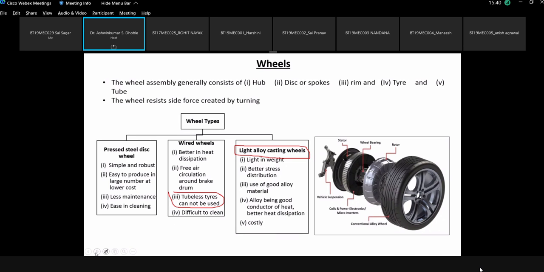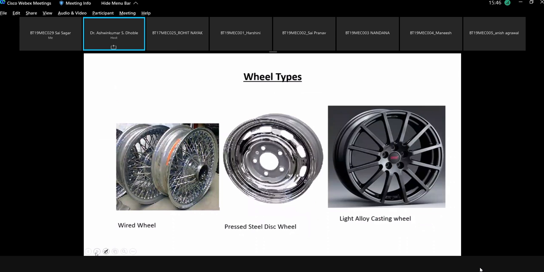So if you see an old vintage car, then you can find the wired wheels. So I have got that. So here you have the wired wheel. This is used in the old car. Now this is the pressed steel disc wheel, which is used in almost every car, and the light alloy wheel. So please understand the problem with these kinds of wheel.